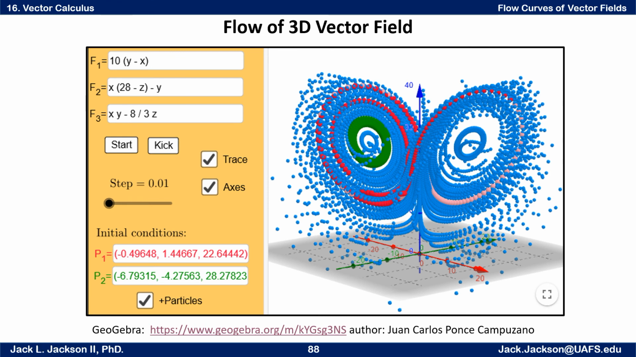All right, so hopefully that gives you some idea about what we mean by a flow curve of a vector field or a flow line, and gives you a few examples. We worked with some details worked out for two-dimensional, and then just gave you a little example of a three-dimensional version as well.